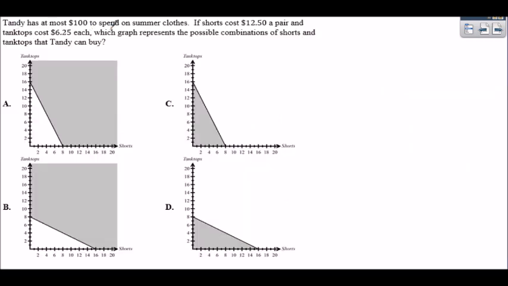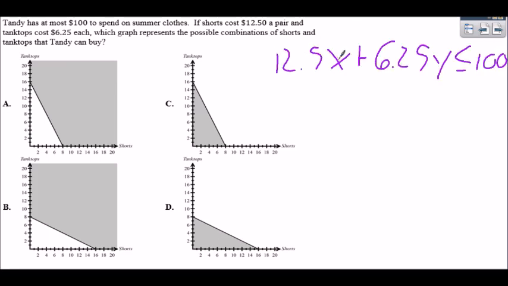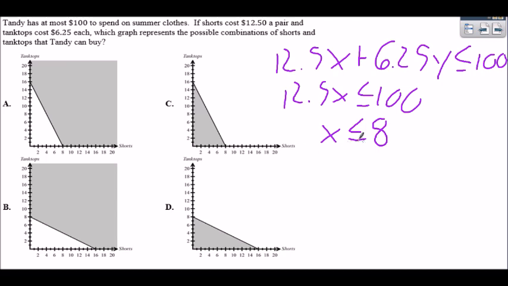All right, Taddy has $100 to spend on clothes. Shorts cost this much, tank tops cost this much. What combinations could she buy? So it's going to be $12.50 per short plus $6.50 per tank top. Has to be less than or equal to her budget. So if I were to say I bought nothing but shorts, that means 0 tank tops, that means that at most shorts she could have is 8, which means that B is off the table because it stops at 16, and D is off the table.